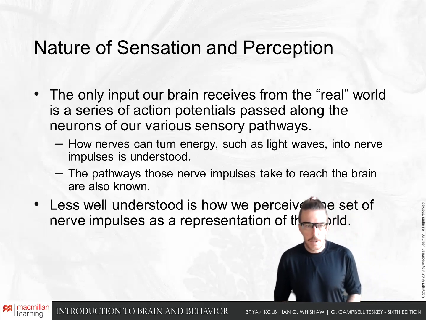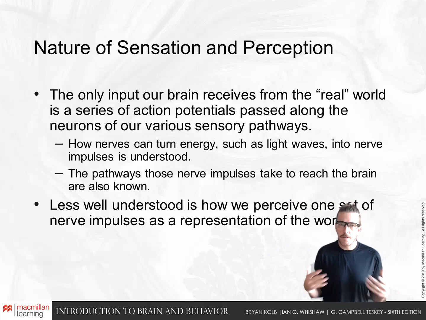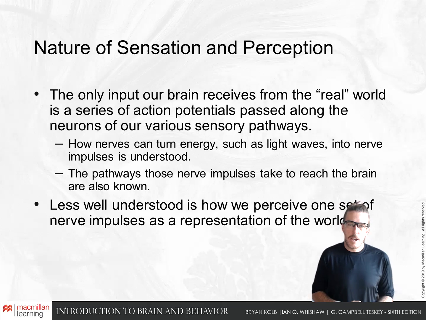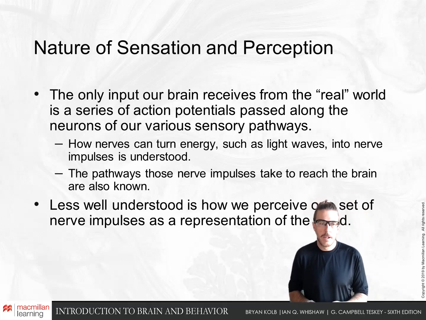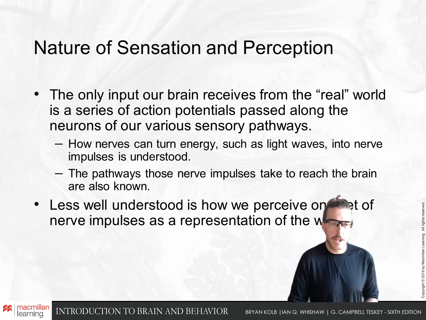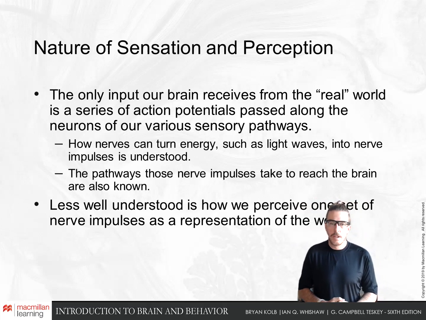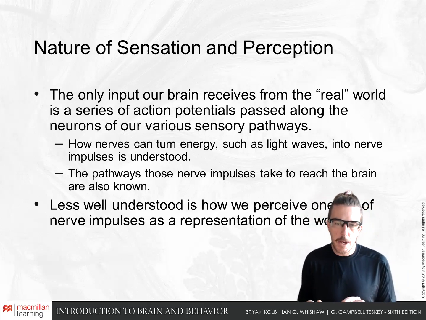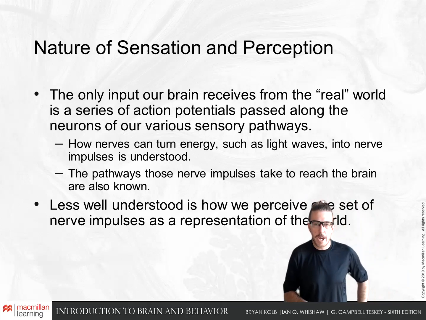So our brain, in terms of our vision, only receives input. All it gets is a series of action potentials coming from the neurons of our eyes, in this case, into the brain. And this happens the same in various sensory pathways, like our auditory system or our somatosensory system as well. And we understand this idea of transduction, how nerves can transduce or turn energy like light waves into nerve impulses. And we also know the pathways that the nervous system sends this information into the brain. So for instance, we know the pathways from our eyeballs back into our visual system in the back of the brain.